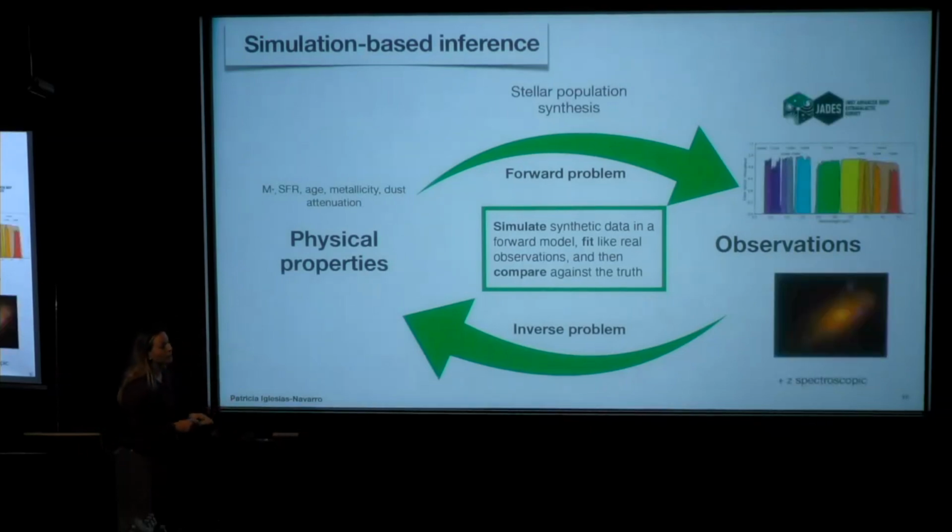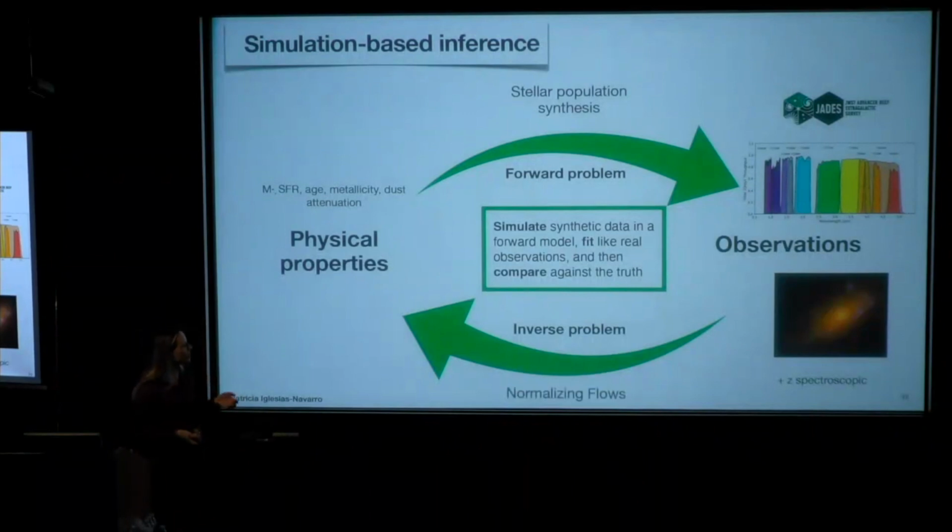These observations are going to be photometry, in particular 19 filters of HST and JWST, both medium band and wide band filters. And we're also complementing this information when available with spectroscopic redshift, because we find that by including this information, we can constrain these properties much better.